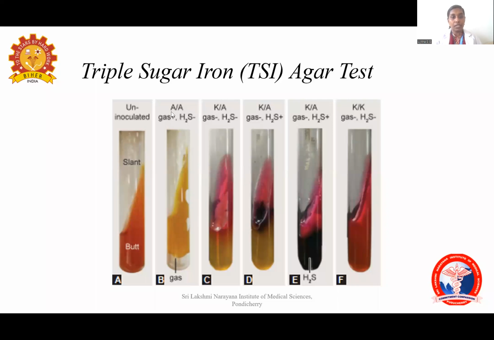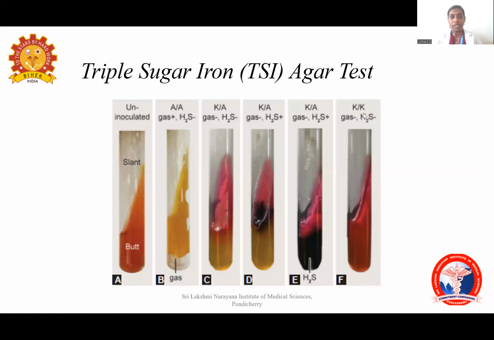Again, we'll write gas plus or gas minus, H2S plus or H2S minus. This is how you have to interpret the triple sugar iron agar reaction. So you have to write what is the reaction in the slant, then what is the reaction in the butt area, whether gas is plus or minus, and whether H2S is plus or minus. So we'll see individually what the reactions are.